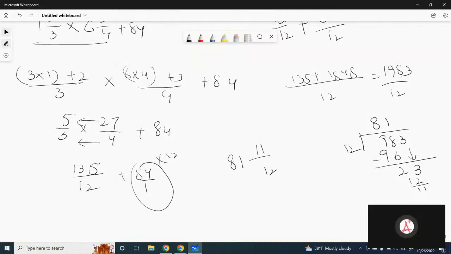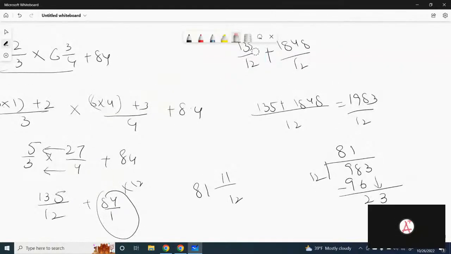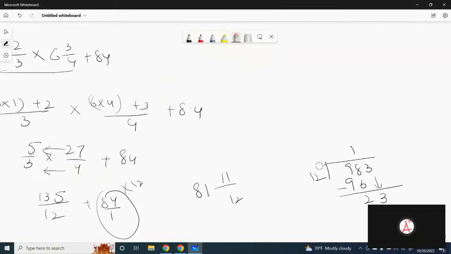Oh, we can simplify them here. 135 over 12 plus 84 over, you can divide them by 3. We can simplify them. 135 over 12, you can divide them by 3, so it would be 45 over 4.